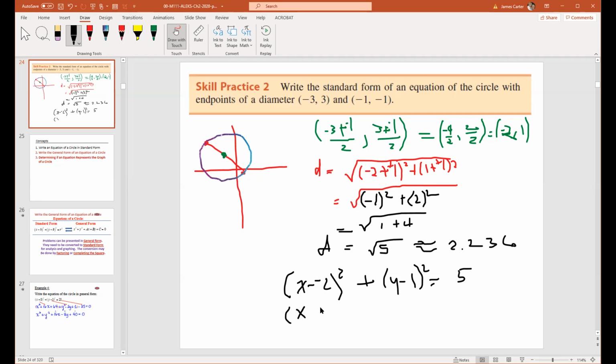(x plus 2) squared. See, that's why I always say the center point is the opposite of the sign. It's because of this double negative thing. Plus (y minus 1) squared equals 5.